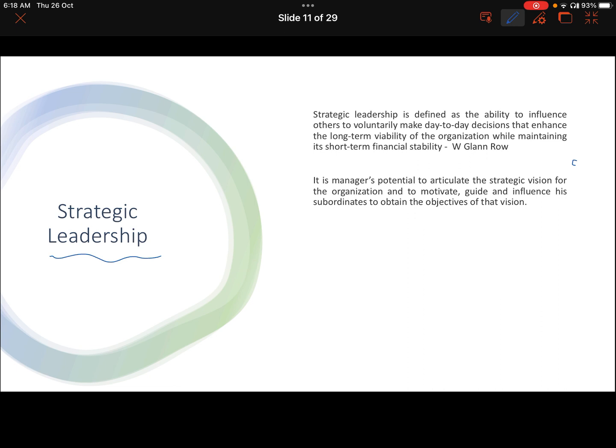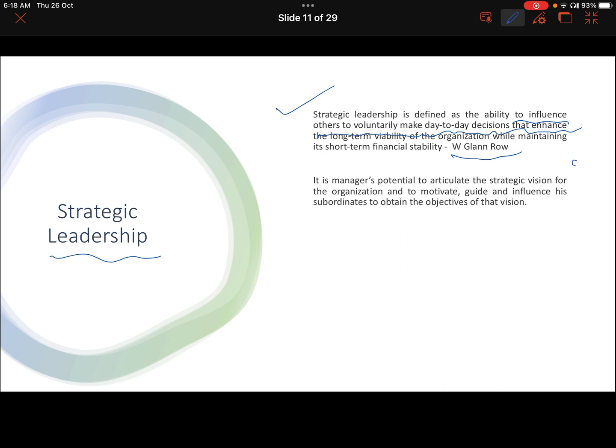Okay, first one, what is strategic leadership? So here is again a general definition of what is strategic leadership. It is defined as the ability to influence others to voluntarily make day-to-day decisions that enhance the long-term viability of the organization while maintaining its short-term financial stability. This is a definition which is given by W. Glan. So, what exactly does it mean now?